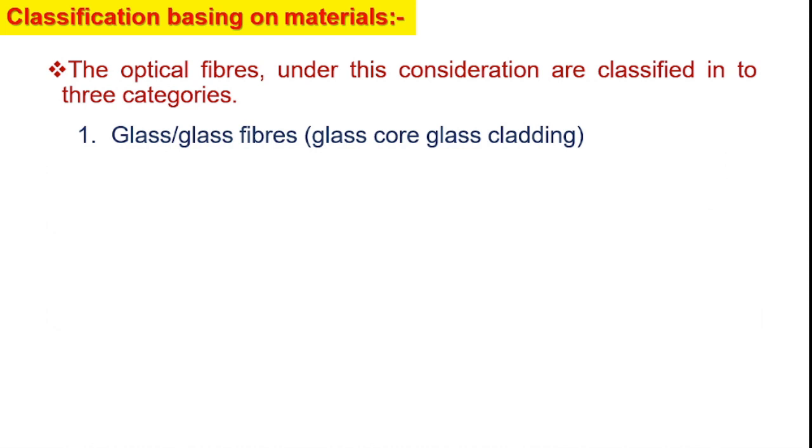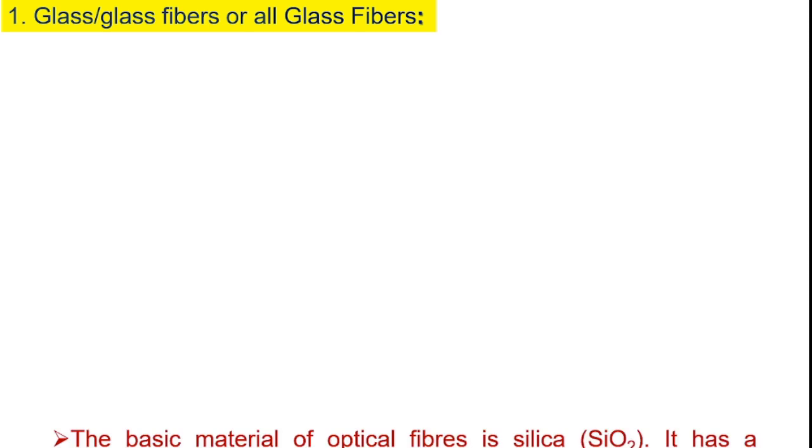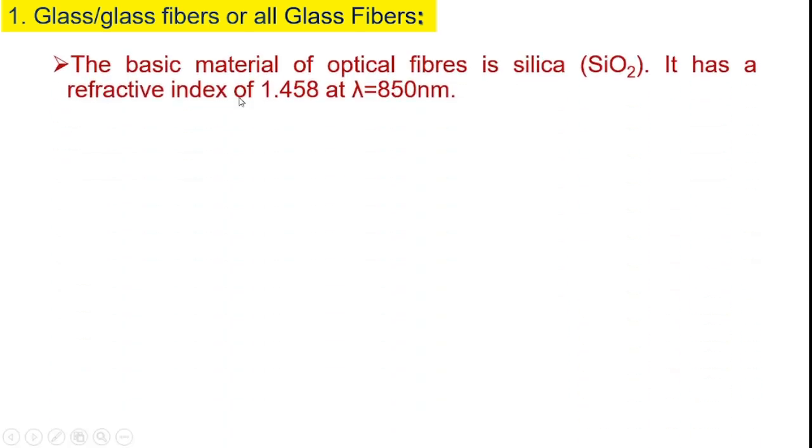Now let us see the classifications of optical fiber on the basis of material. We have already seen on the basis of material, optical fiber is classified in three parts. First one is glass fiber, second one is plastic, and third one is PCS. So let us see first glass fibers. The basic material of optical fiber is silica.